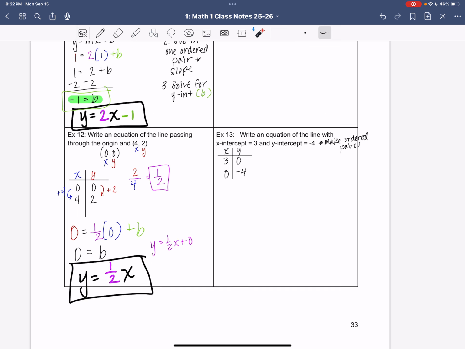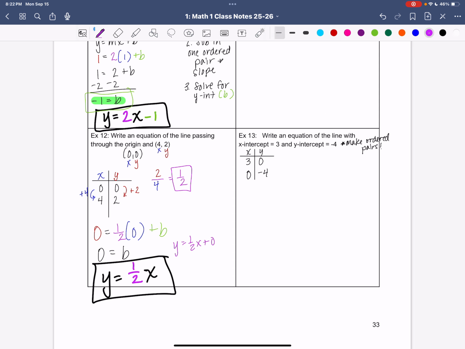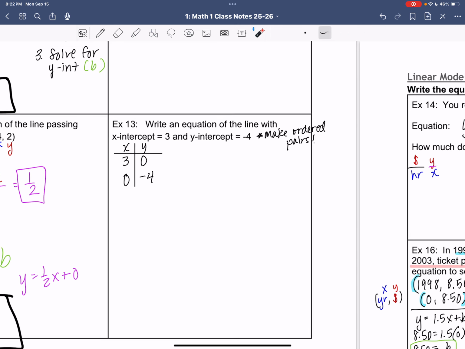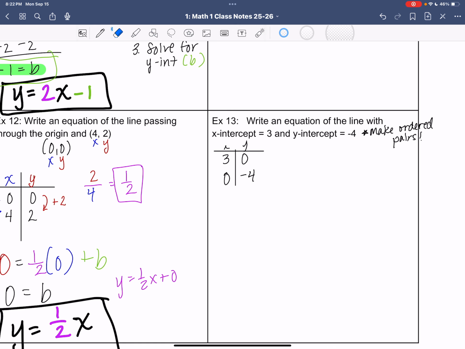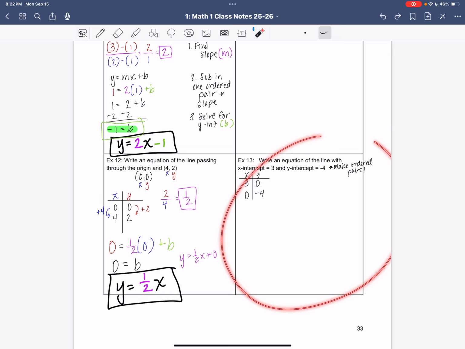Okay? Now, I want you to go through, and I want you to do this next one, but I am going to give you a hint. If you're to have your x-intercept, remember, y is 0, and your y-intercept, your x is 0. So I made ordered pairs for you. So go ahead, and I want you to finish that one.